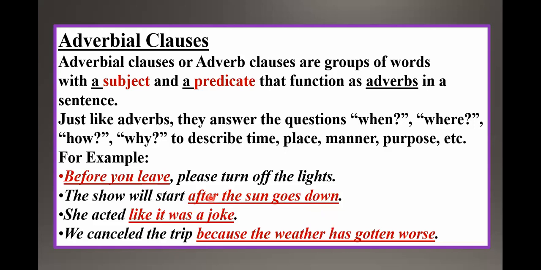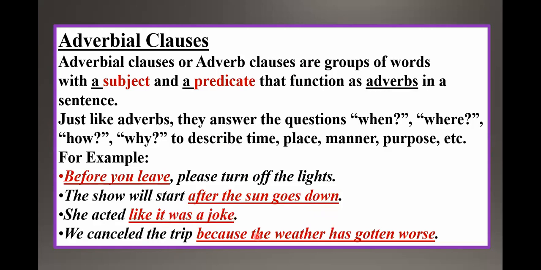Okay, she acted like it was a joke. So again, "like it was a joke." If I say only "like it was a joke," it does not make any sense. But "it was a joke": it is my subject here, was is my verb, and joke is the complement. Okay, so it was a joke.